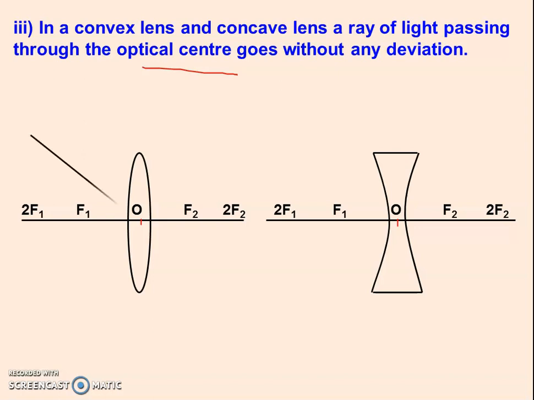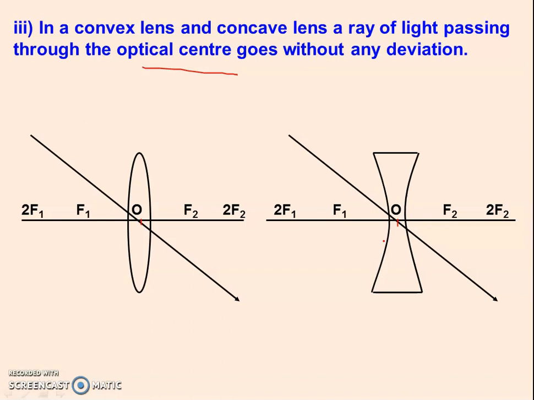Now what will happen? In the first case, when a ray of light is incident at the optical center, it will pass through the lens without any deviation. In the second case, again the ray of light is incident at the optical center and passes through the lens without any deviation.